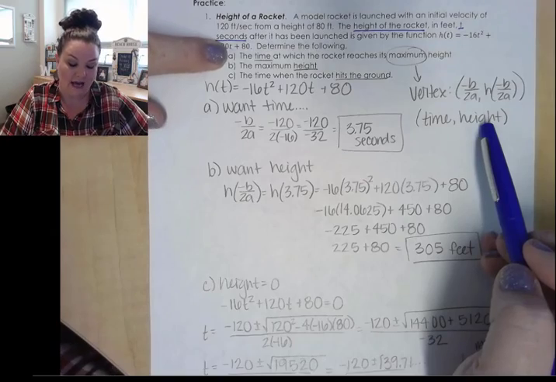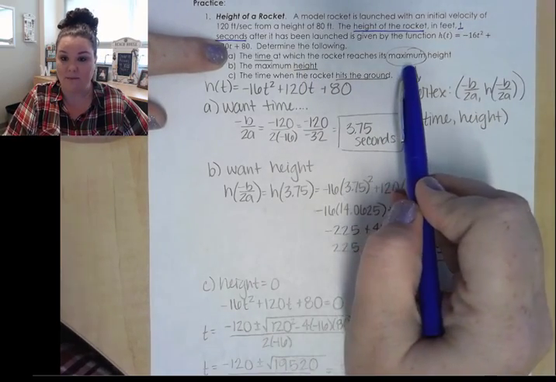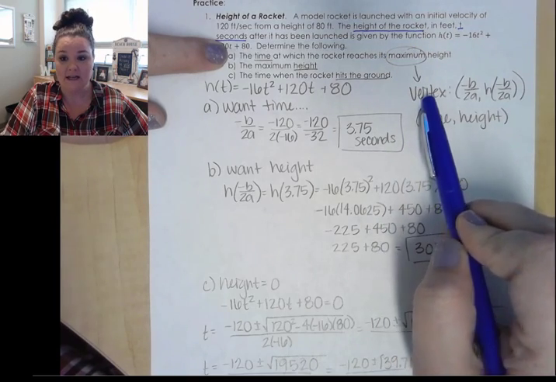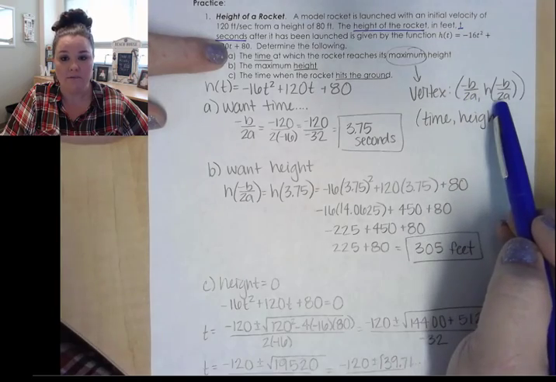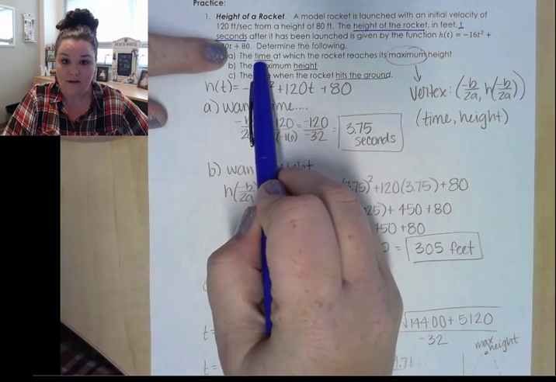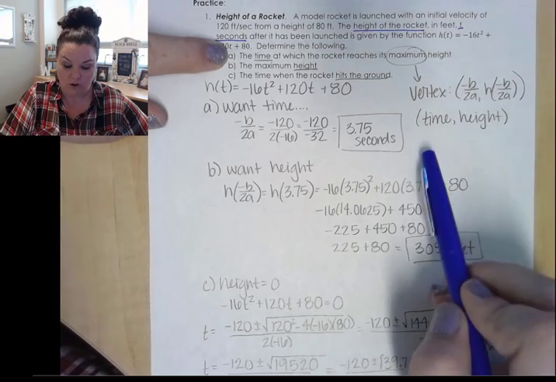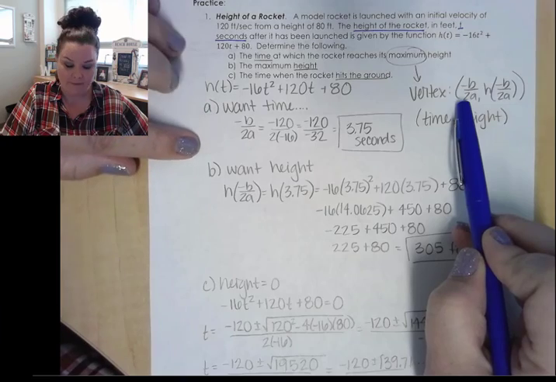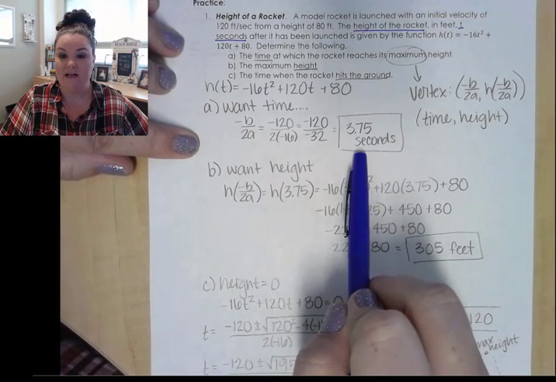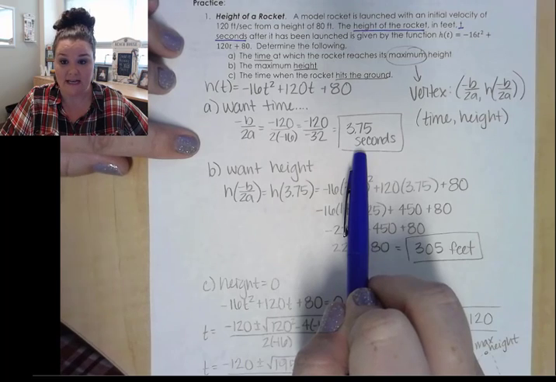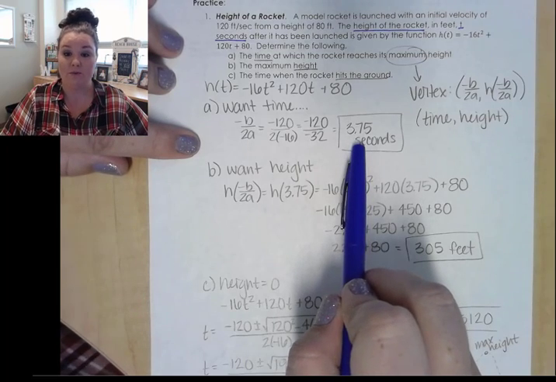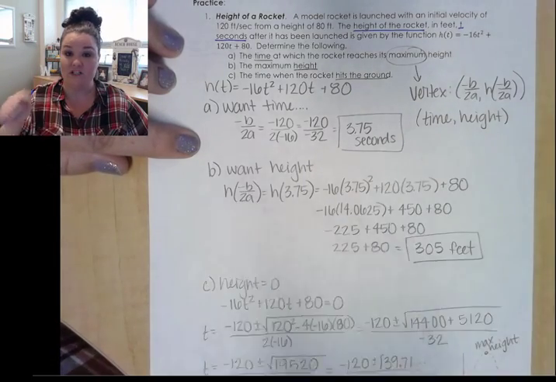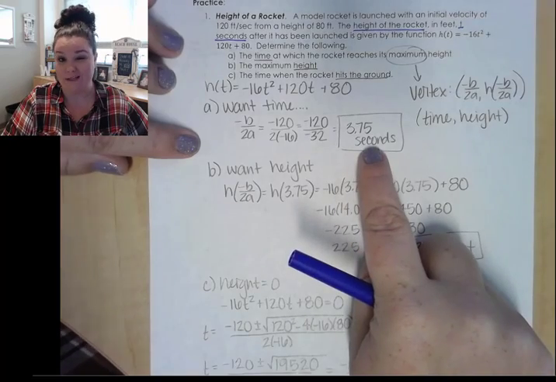Part A asks for the time where it reaches the maximum height. Again, that word maximum tells us we're dealing with a vertex. So I went ahead and wrote our shortcut here. Since we're looking for the time that creates that vertex point, we're looking for this first coordinate. So we do negative b over 2a, and we plug in our values and simplify. It comes out to 3.75 seconds. So after about 3.75 seconds of this rocket being launched is when it will reach its maximum height. Make sure you label that seconds.